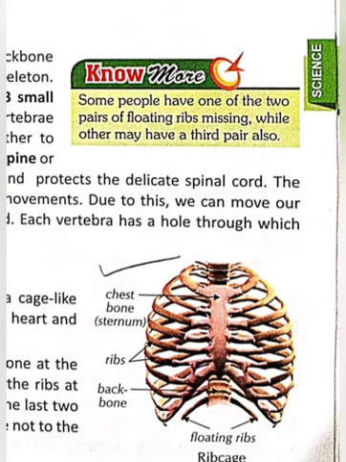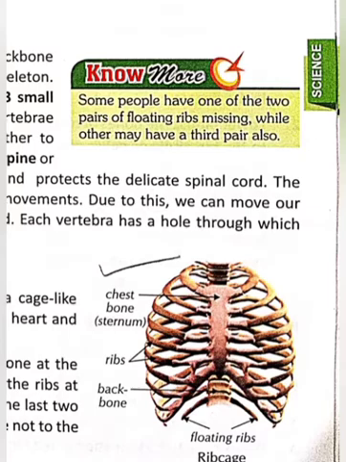And how many ribs are there? There are 12 pairs of ribs in the rib cage. 12 pairs means a total of 24 ribs. Whenever the word pairs is written, especially in terms of bones, you have to double it to find the total number of bones. So 12 pairs of ribs means 12 into 2, that is 24 bones. So these 24 bones form the rib cage.